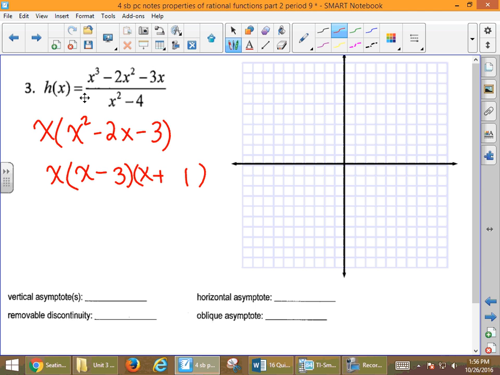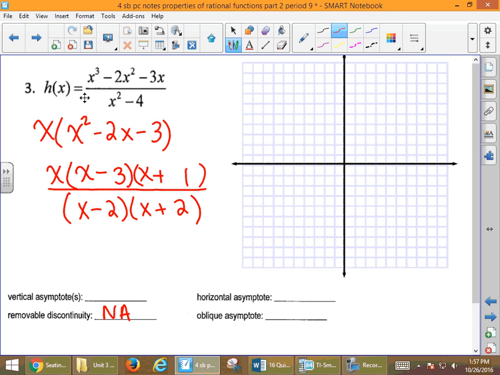And our denominator is the difference between two squares again, and we have x minus 2 and x plus 2. So the first thing that I notice is that we cannot cancel anything. And if we cannot cancel something, there's no removable discontinuity. But before I do anything else, we didn't cancel anything, no removable discontinuity.